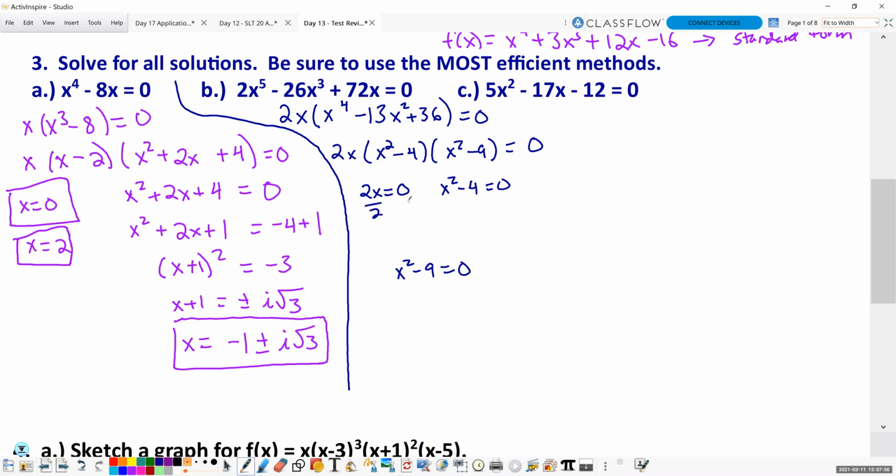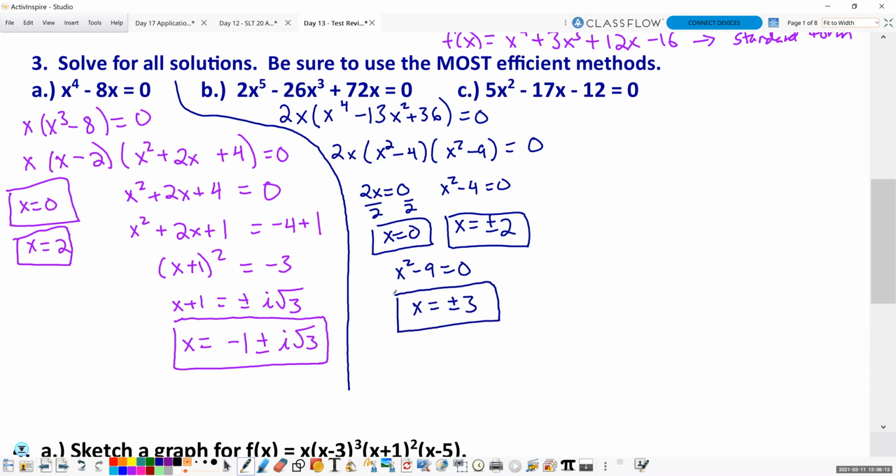Here, I'm going to divide both sides by 2. I get x equals 0. Here, I'm going to add 4 to both sides and take the square root. I'm going to add 9 to both sides and take the square root. So there are my 5 solutions for number 3B.